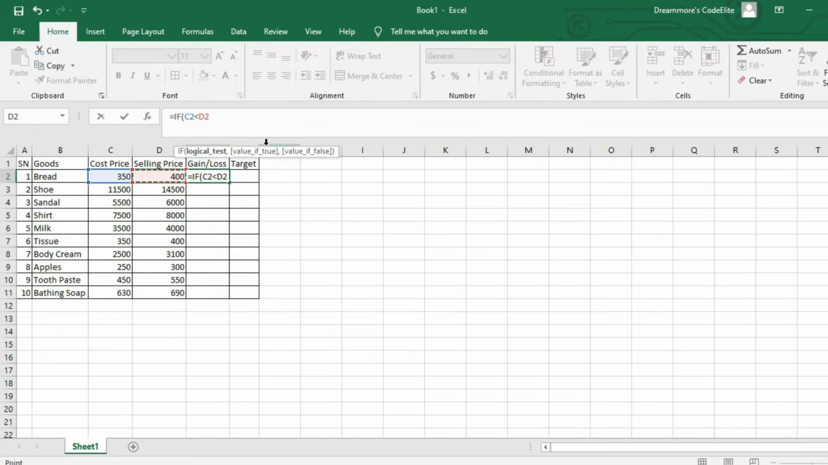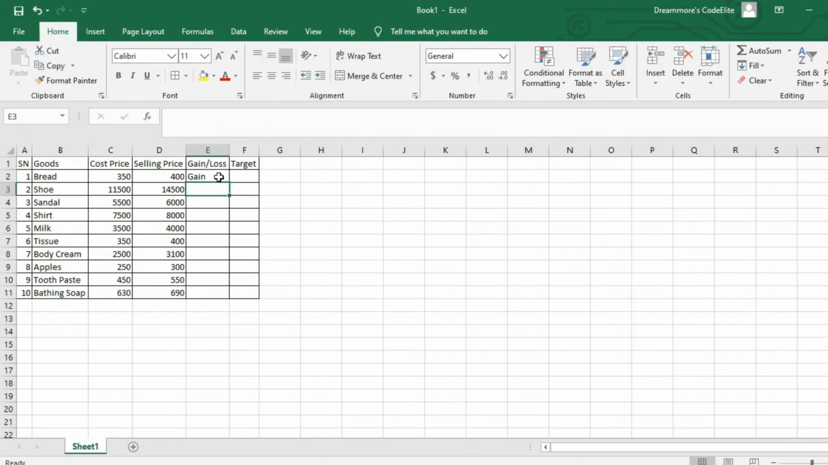If that is true, it is going to display gain, so I'll put that in quotation marks, gain. And then I'll do this again. If it is a loss, I'll do loss. So if that condition is not true, that means we are selling at a loss. But from what I did here, I don't think any of the items will be at a loss, because all the selling prices are higher than the cost price. So I'll just press enter, and I have gain there. So that's how to use it.